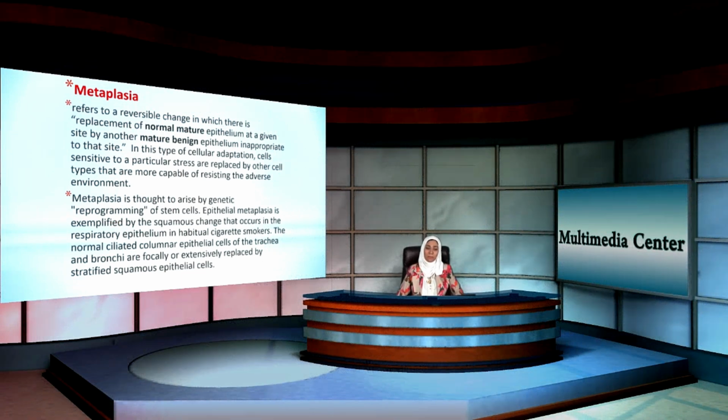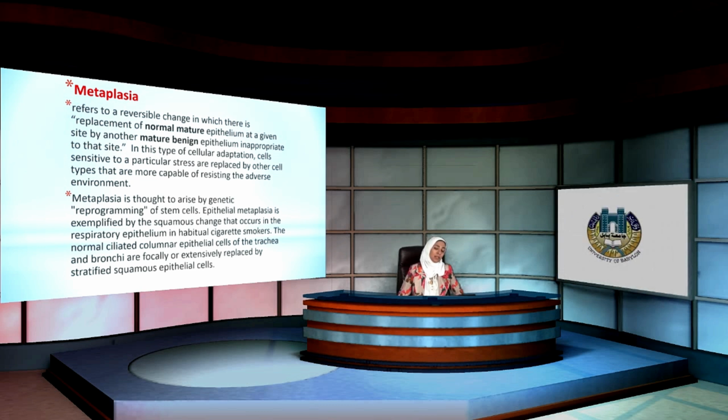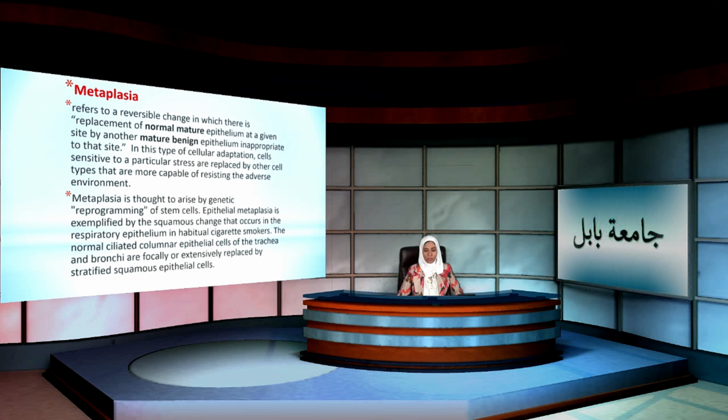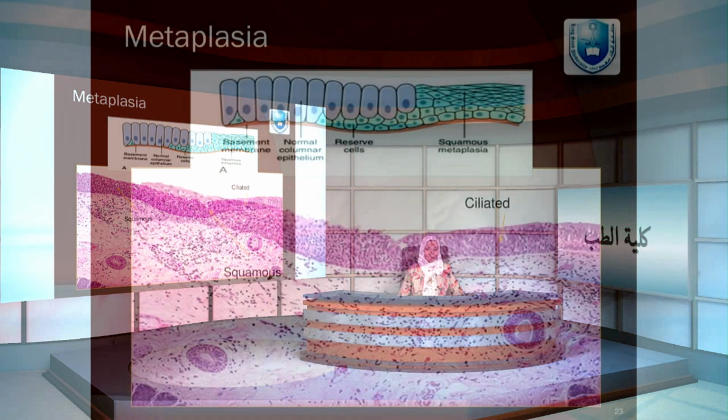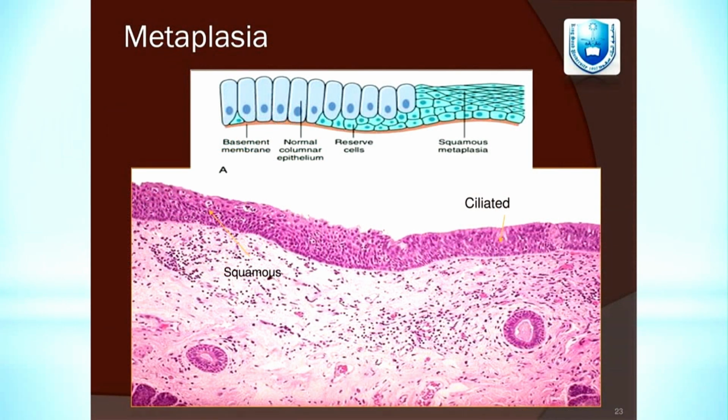the adverse environment. Metaplasia is thought to arise by genetic reprogramming of the stem cells. Epithelial metaplasia is exemplified by the squamous change that occurs in the respiratory epithelium of habitual cigarette smokers. The normal ciliated columnar epithelium of the trachea and bronchi is focally or extensively replaced by stratified squamous epithelium, which is more resistant to the external environmental effect, which is smoking here. So here we see in the metaplasia, the normal ciliated columnar epithelium is suddenly replaced by a squamous epithelium, as we see here.